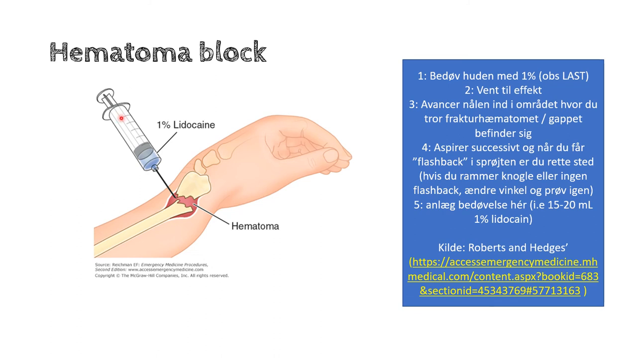So you'll do a small aspiration as you move along, and once you get blood flashback, then you know that you're in the right place. Unless it's pulsating blood, then you're in the vessel, but usually you'll not be on the side, you'll be in the middle. And then you will inject. If you hit bone, then you will just reduce the angle or increase the angle and then try again. And then you'll put in maybe 15 to 20 milliliters of 1% lidocaine.